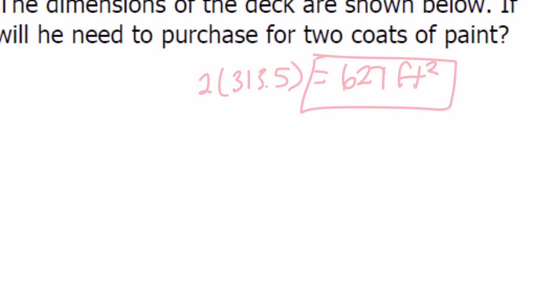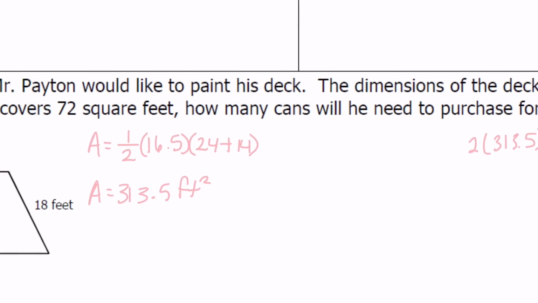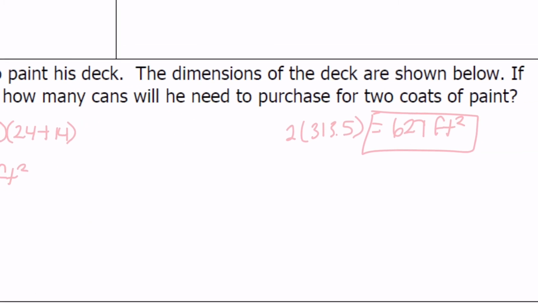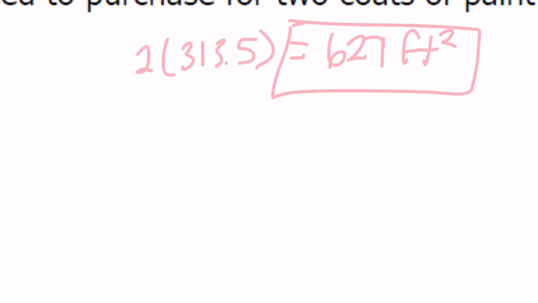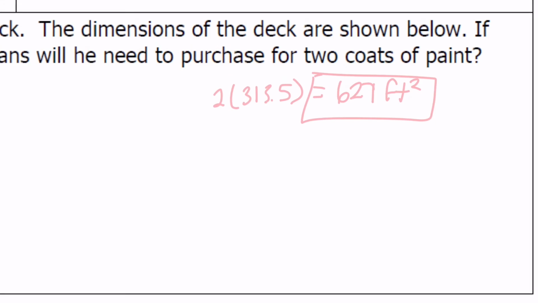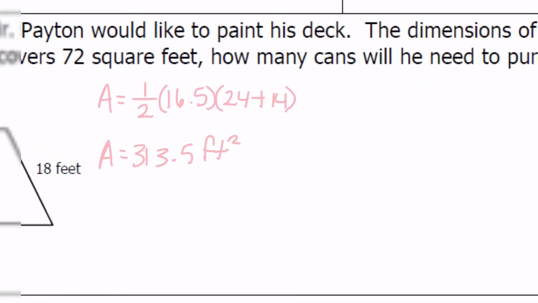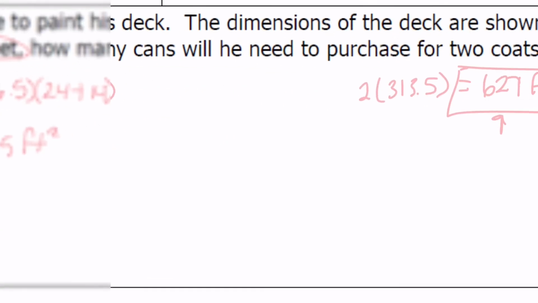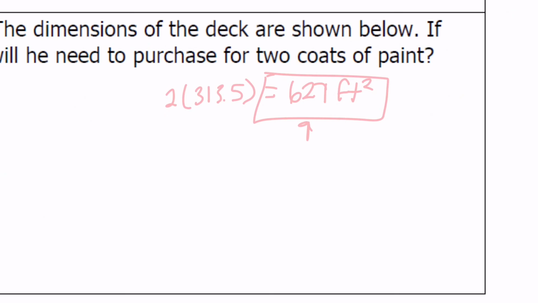If 1 can covers 72 square feet, we need to find out how many cans we will need to cover this much area. So think about how you would do that, how you would figure out how many cans. If you know you need to cover this much area and you know that 1 can covers 72 square feet, think about how you'd find out how many cans you would need.